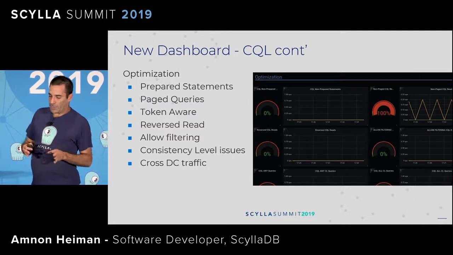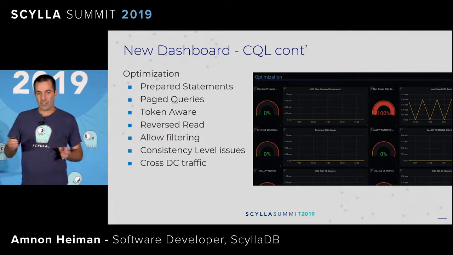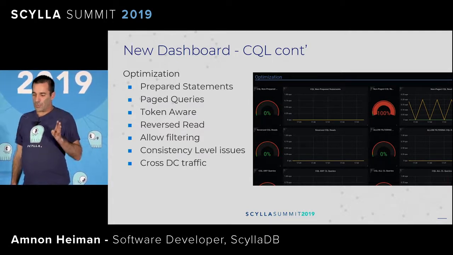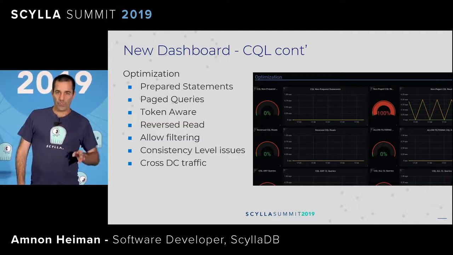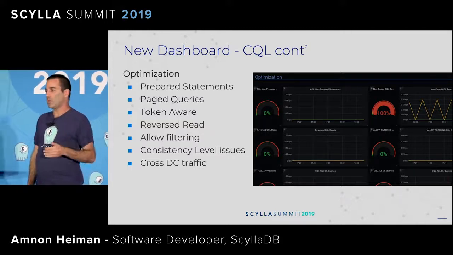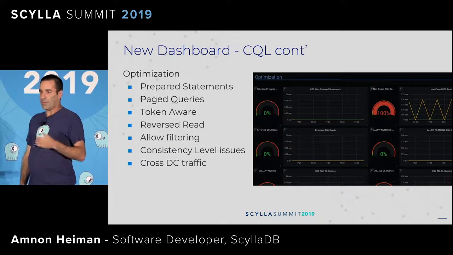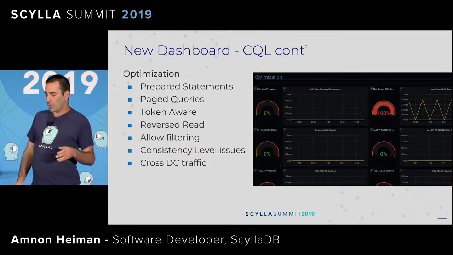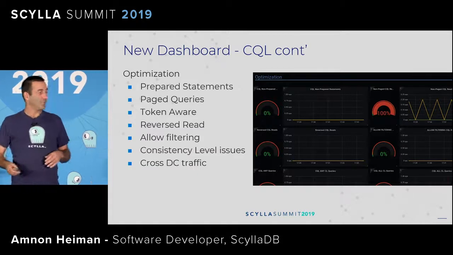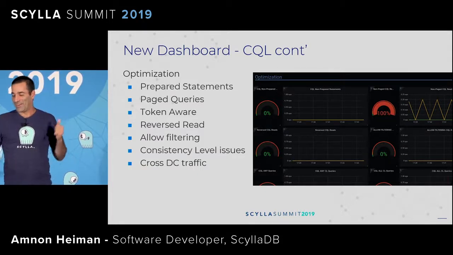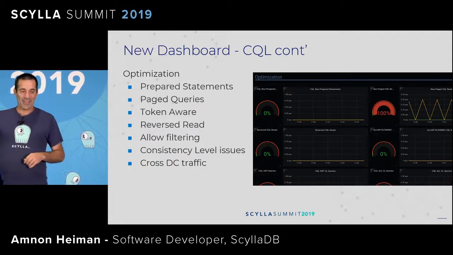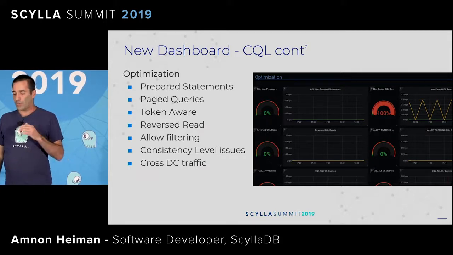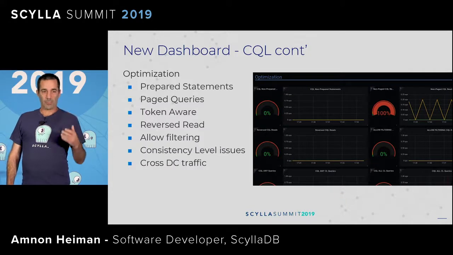So the idea is you have multiple gauges, and by default, gauges are supposed to be 0. If it's not 0, then you should check why it's not 0, because maybe you have a problem. For example, in the upper left corner, or upper right corner, I don't know which, you see that all the queries here are not paged. And that's a potential problem.